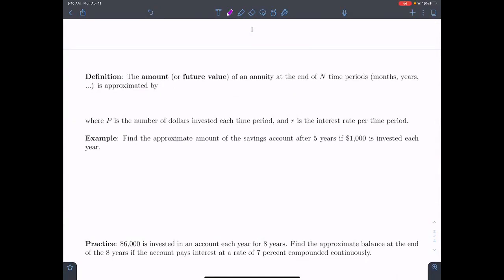The amount A, or future value of an annuity at the end of n time periods, months, years, whatever, is approximated by the integral from 0 to n of P times e to the r times (n minus t) dt. We're taking the integral with respect to t, so if you worked that integral, you would divide by negative r.